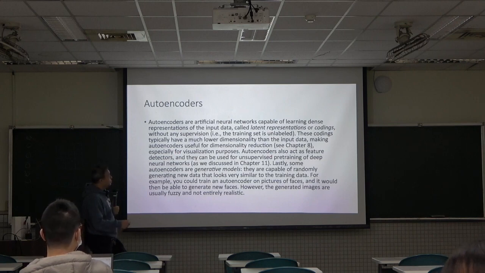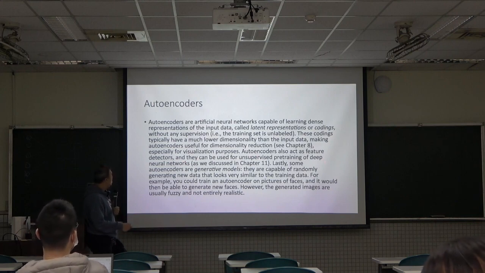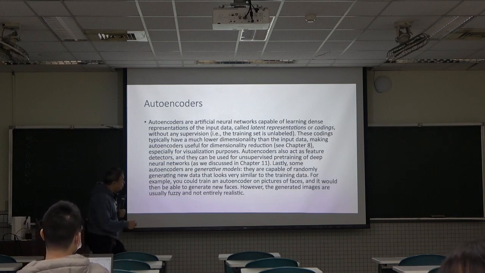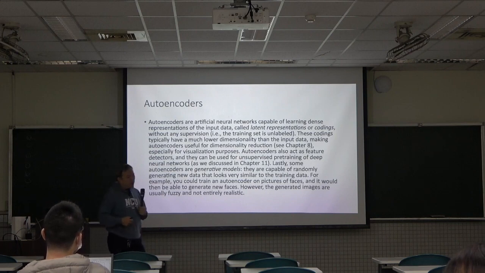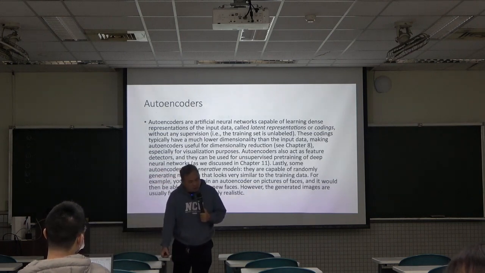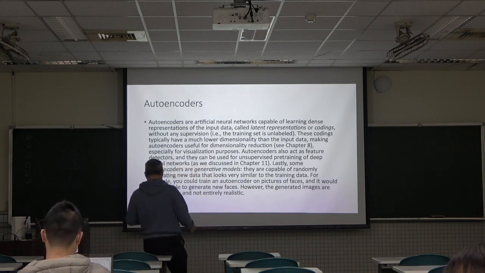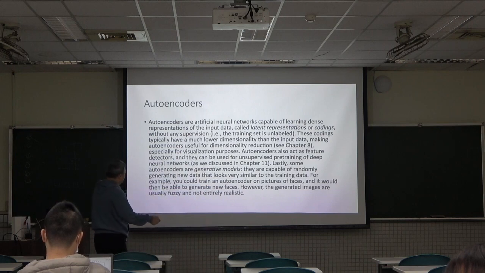Autoencoders also act as feature detectors. They can be used for unsupervised pre-training of deep neural networks. We talked about unsupervised pre-training before, and I told you this is normally done using an autoencoder, but at that time we hadn't touched the autoencoder material yet, so we didn't have a good example. In this chapter, I'm going to show you an example of that.